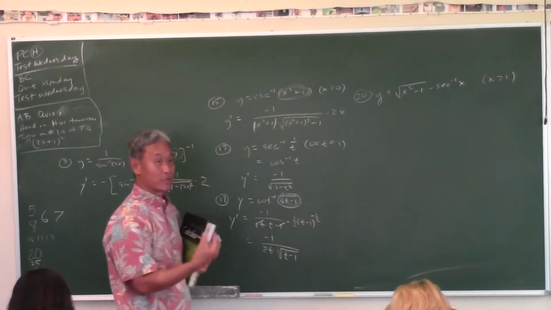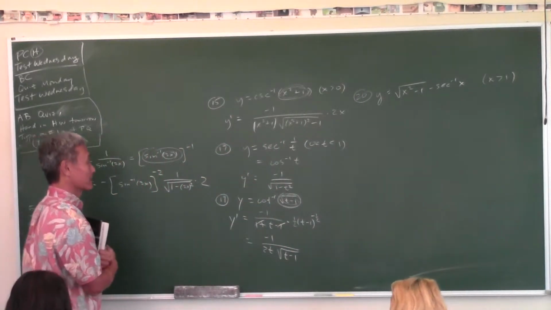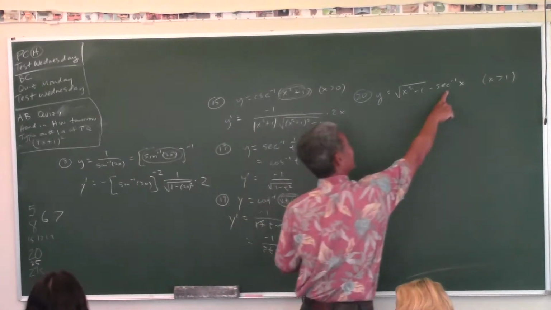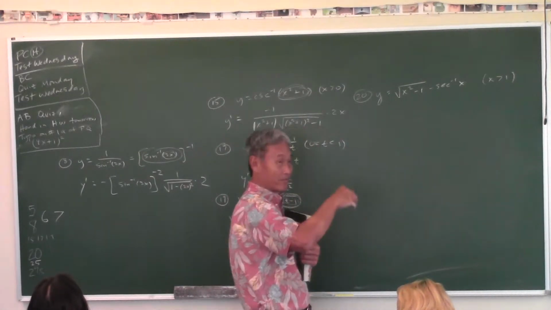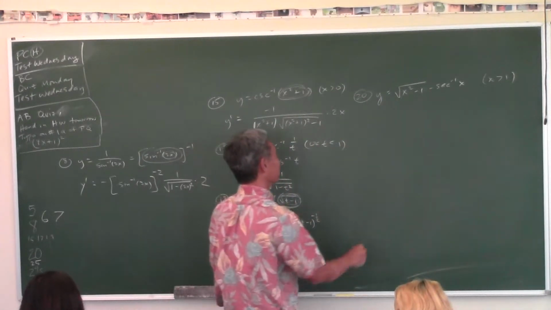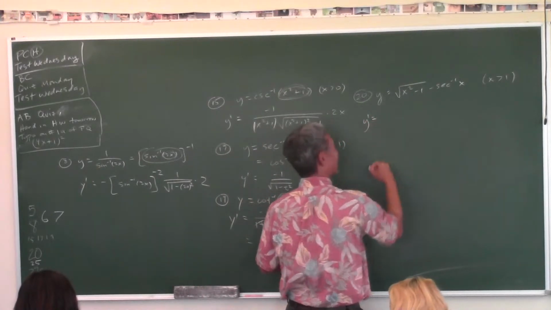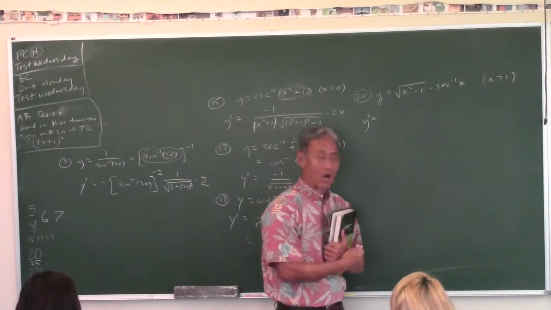Don't worry, I will give you a restriction so that you don't have to worry about the absolute value. Because secant inverse and cosecant inverse, that's when you have the absolute value in there, right? So, I gotta call on people. You guys gotta know this. Chong!